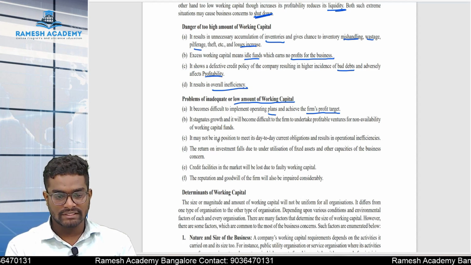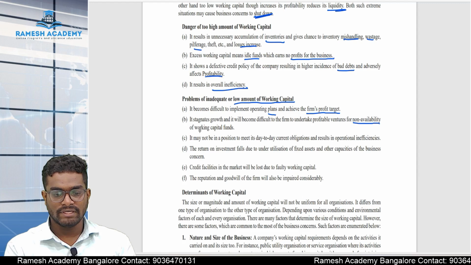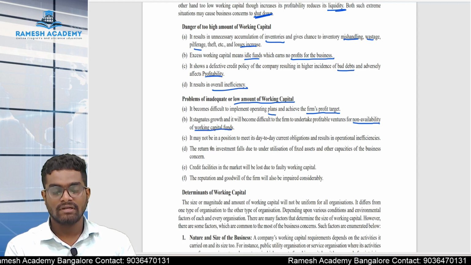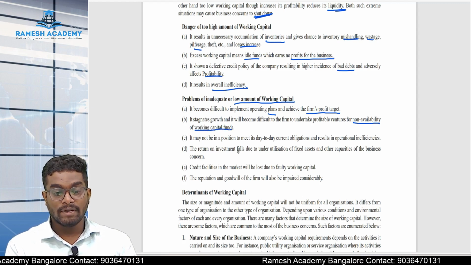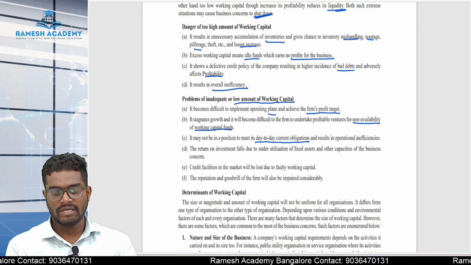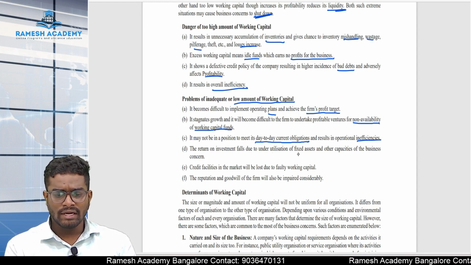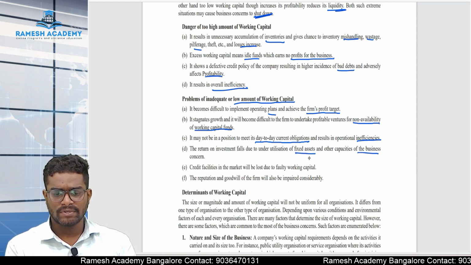It stagnates growth, and it becomes difficult for the firm to undertake profitable ventures for non-availability of working capital funds. It may not be in a position to meet day-to-day current obligations. I told you, you will not be able to pay the day-to-day sundry creditors, and this results in operational inefficiencies. The return on investment falls due to underutilization of fixed assets and other capacities of the concern.